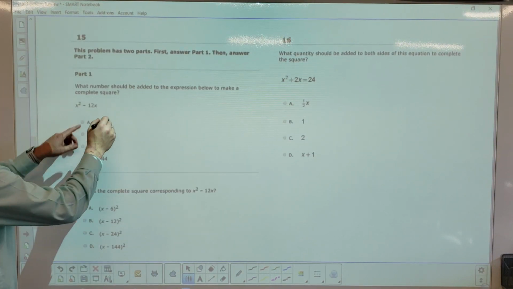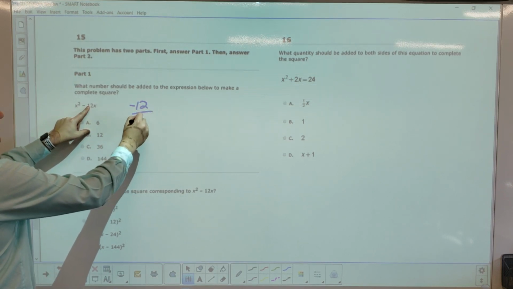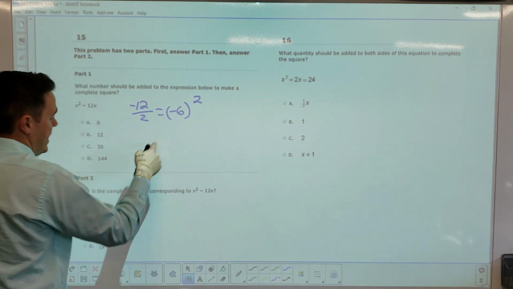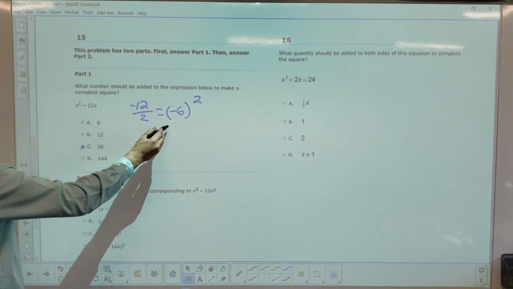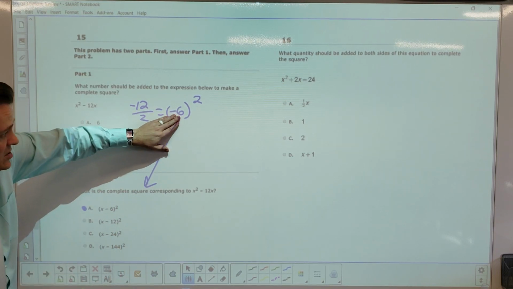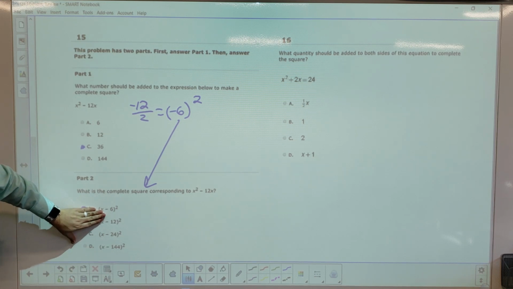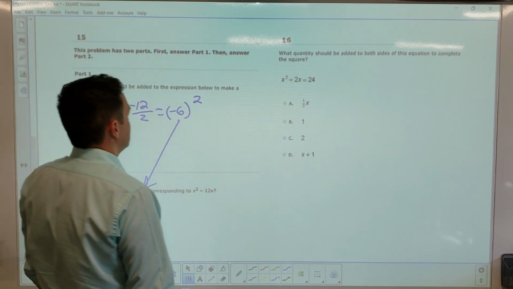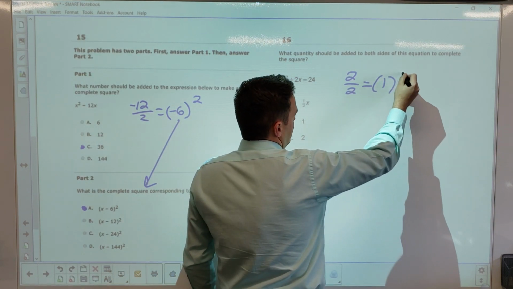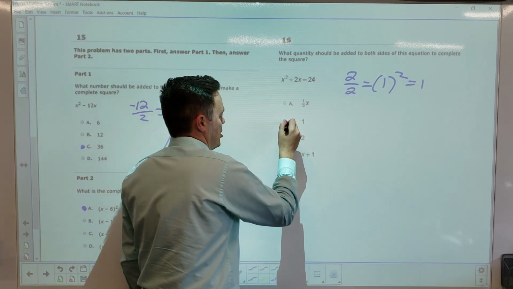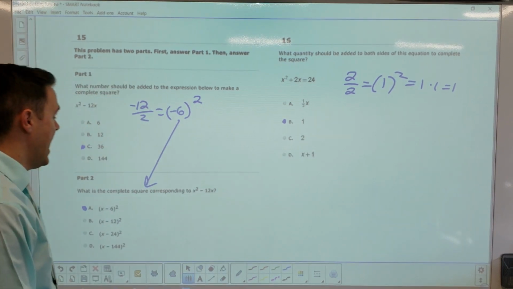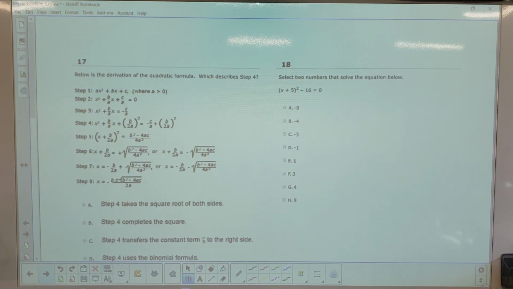16 or 15. Same thing. -12. You divide it by 2. You get -6. And then you would square it. So my answer is 36. My b value comes down here, and it's the letter A, because since this is -6 here, that means my value here has to be -6. 16, same thing. 2 divided by 2 is 1. You square it, that is still, ladies and gentlemen, 1. Because it's 1 times 1 equals 1. It's not adding. All right, 17, quadratic formula.